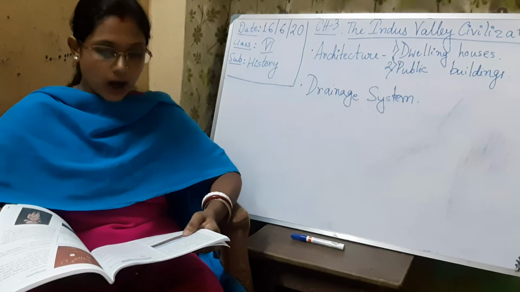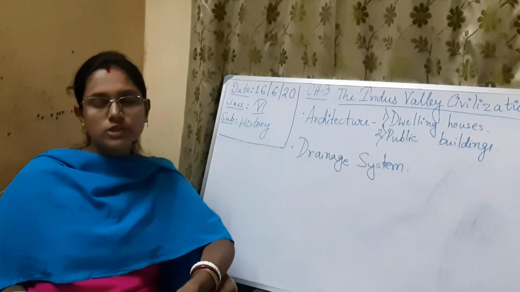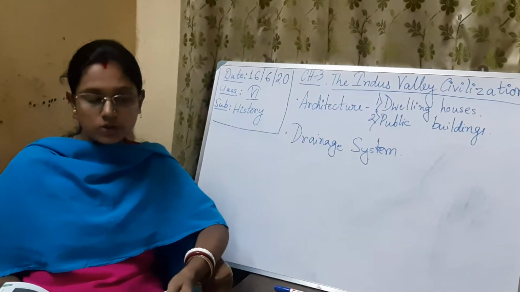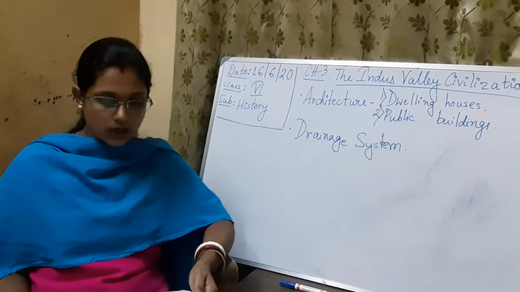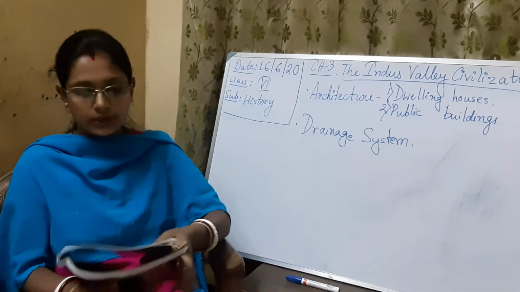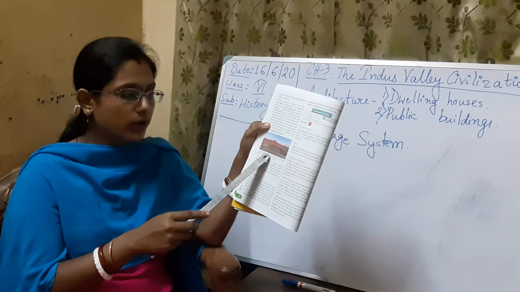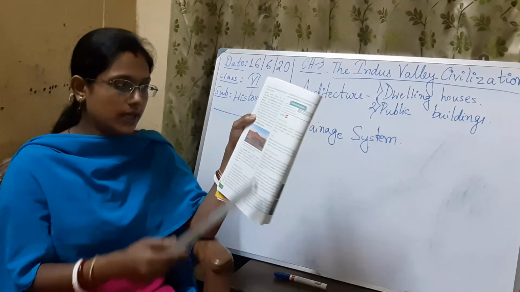Now the great bath was probably used during the religious ceremonies. So historians believe that the great bath was used during the religious ceremonies. Now there is a picture of the great bath also given in your book. You can see the picture. The great bath in Mohenjo-daro is probably the oldest water tank in the history of human civilization.